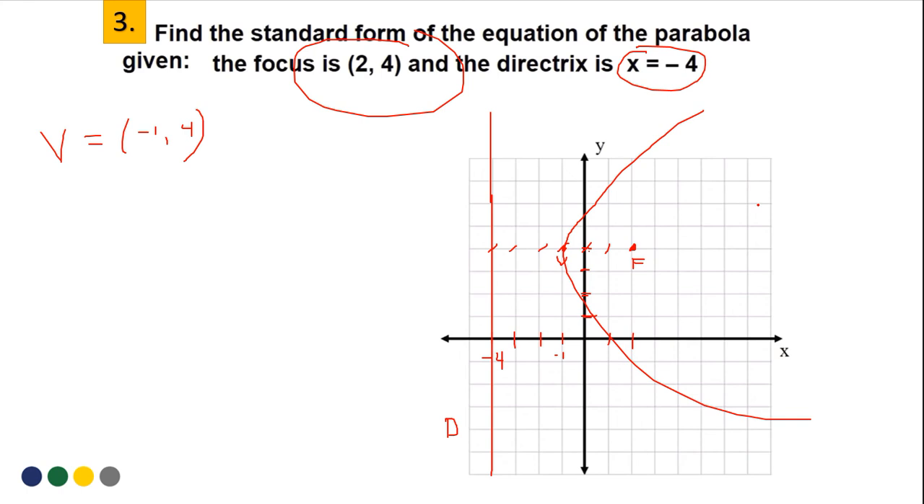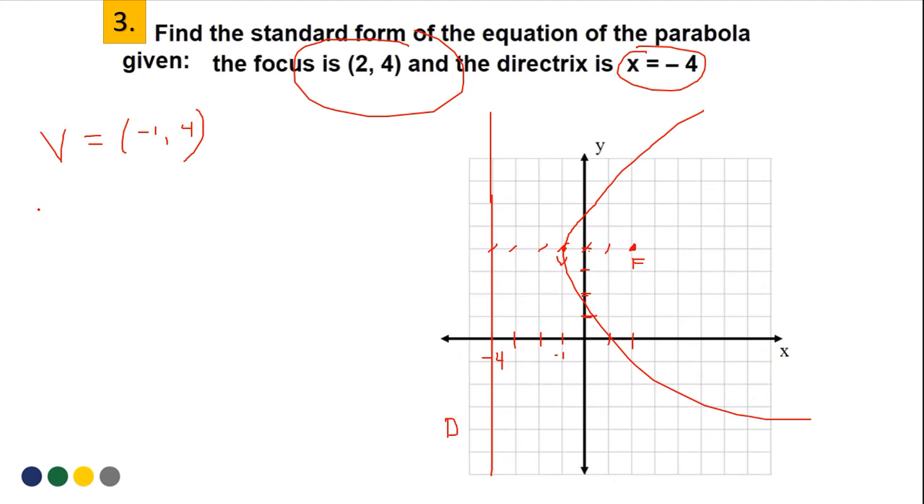Hindi naman kinukuha yung latus rectum, madalas hindi na siya kinukuha. Pero pinakita ko sa inyo kung paano siya kunin, using the 4P. And sabi nyo dito, since the vertex is negative 1 and 4, we're going to use the long formula. Saan po nakaharap yung parabola, guys? Sa Y po.